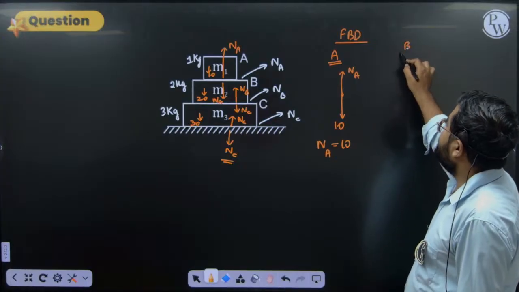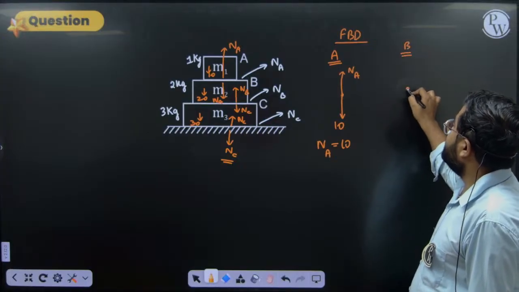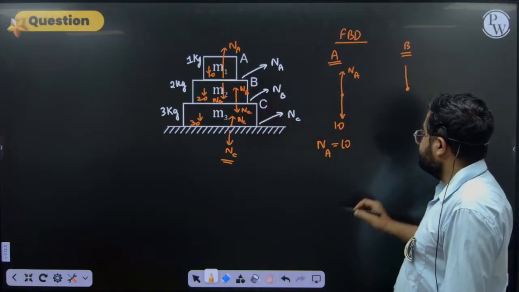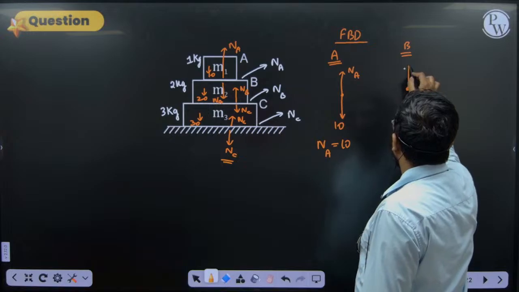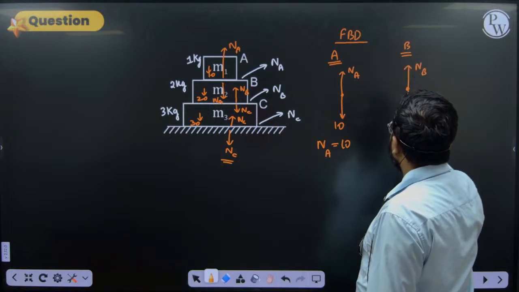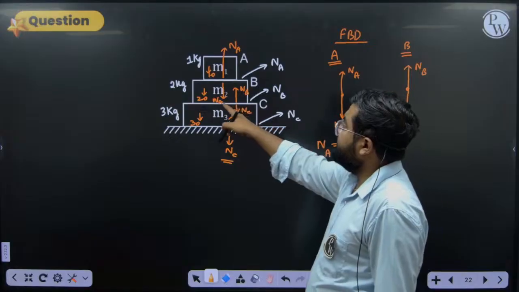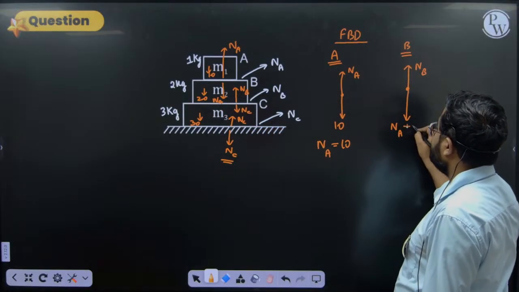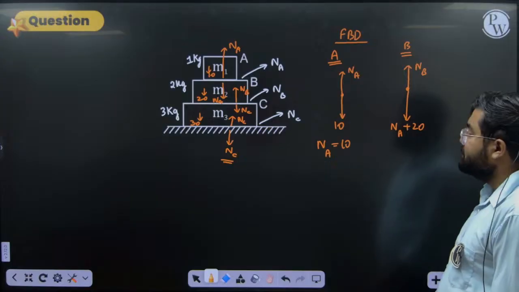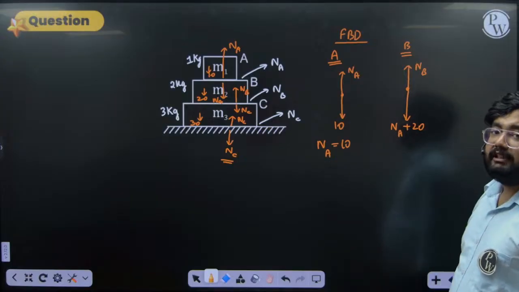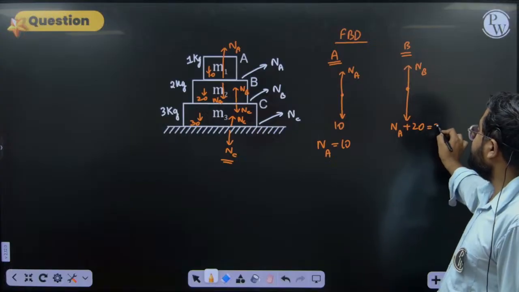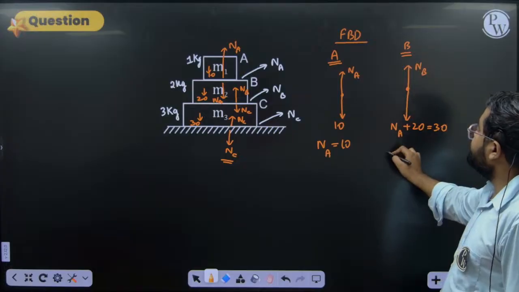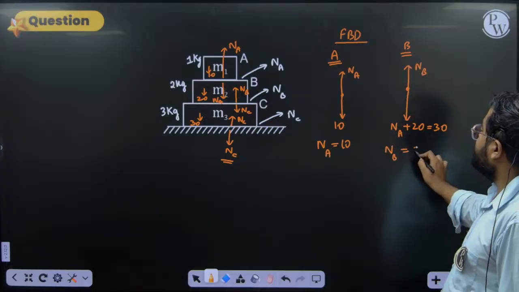Let us draw the FBD of B. If you see here, what are the forces acting on B? Upward force is NB, whereas downward forces are Na and 20. So normal reaction Na plus 20 is the mg. Na we have already found, it is 10. So this equals to 30. Now it is in equilibrium, so net force must be 0. NB is 30.